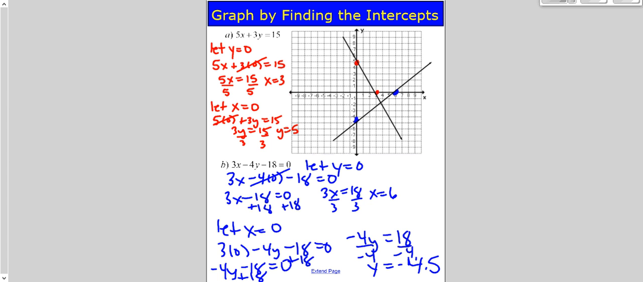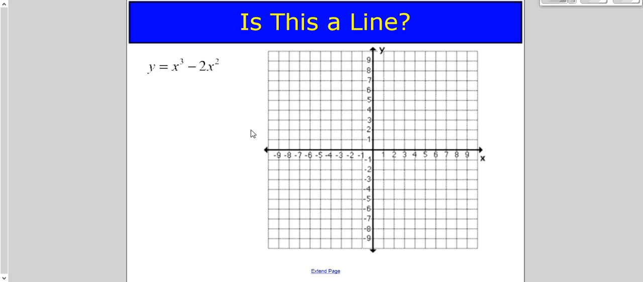Okay, so if you find yourself with something that you don't want to rearrange, then you don't have to. You can use your x and y intercepts to help you graph. But if you are somebody who always likes to put it in y equals mx plus b form, then go ahead, put it into that form so that you can pull out your slope and y-intercept to graph. It's really kind of up to you, whichever you prefer.